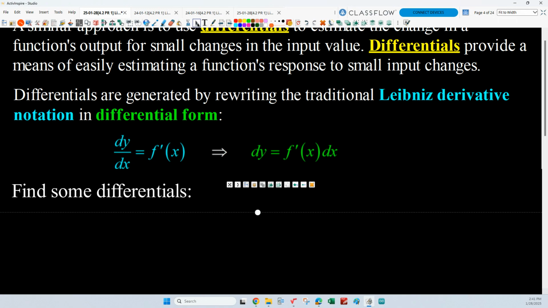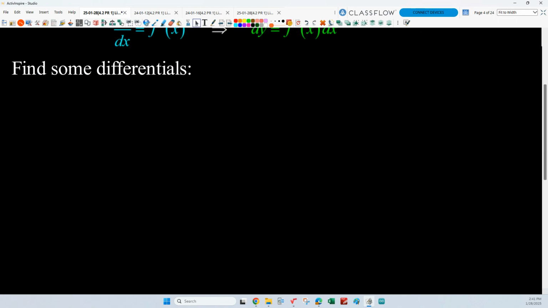So let's find some differentials here. It's super easy to do. If y equals tangent x, what's dy? Well, what's the derivative of tangent x? It's secant squared x times dx, done. That's it. It's whatever the derivative of that function is times dx.